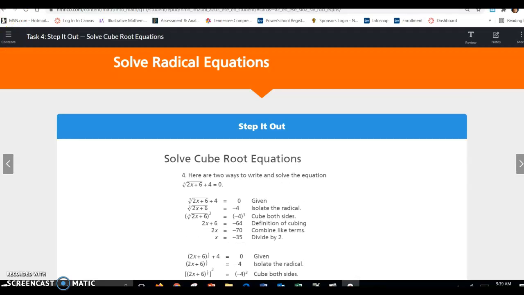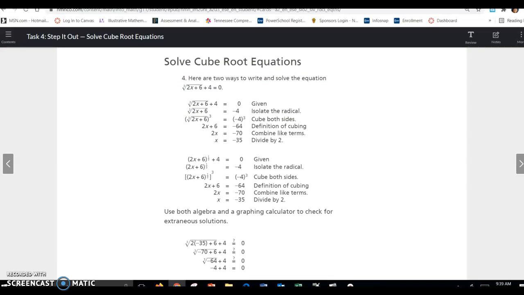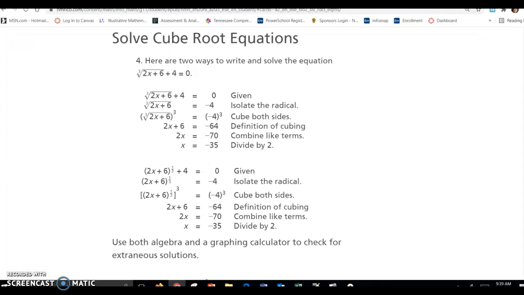Task 3. Lesson 7.5, Task 4. This time we're going to solve a cube root equation. Here are two ways to write and solve the equation. The cube root of 2x plus 6, plus 4 equals 0. Very much like the square root, we have to isolate the radical first. So the first thing you need to do is subtract 4 from both sides.